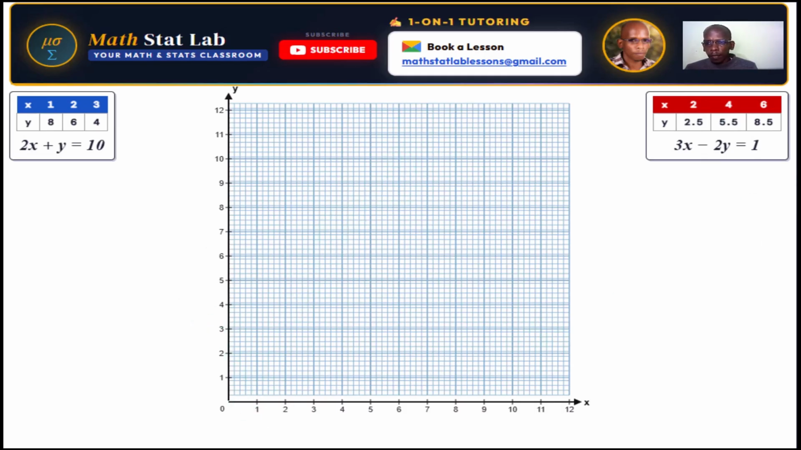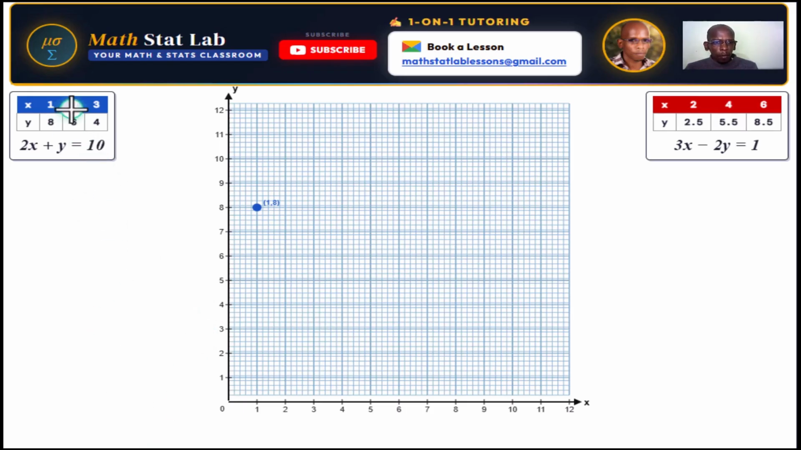To do so, I just need to check the first coordinate for this equation. The first is 1, 8. So when x is 1, y is 8. I come to the x-axis and read where we have 1. We have 1 here. And then where do we have 8? In the y-axis, we have 8 here. So 8 and 1 intersect somewhere there, and that becomes our first point for the first equation.